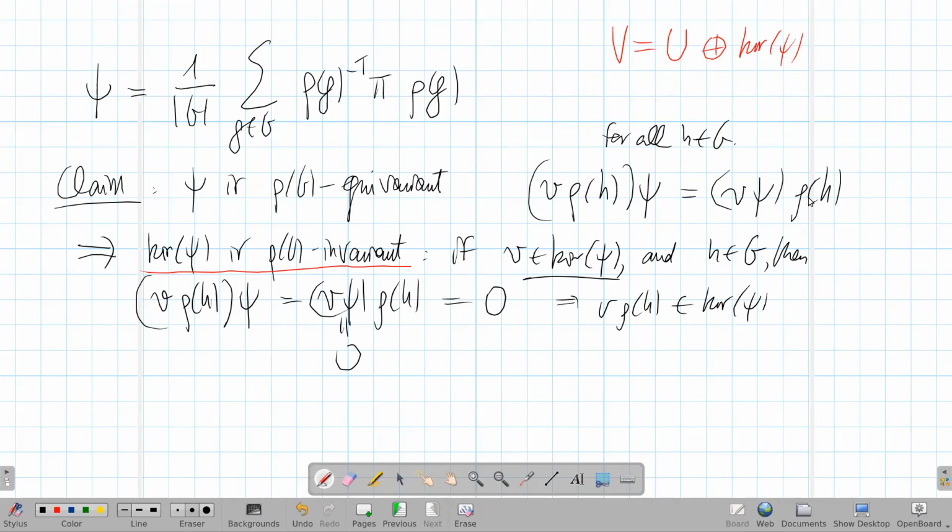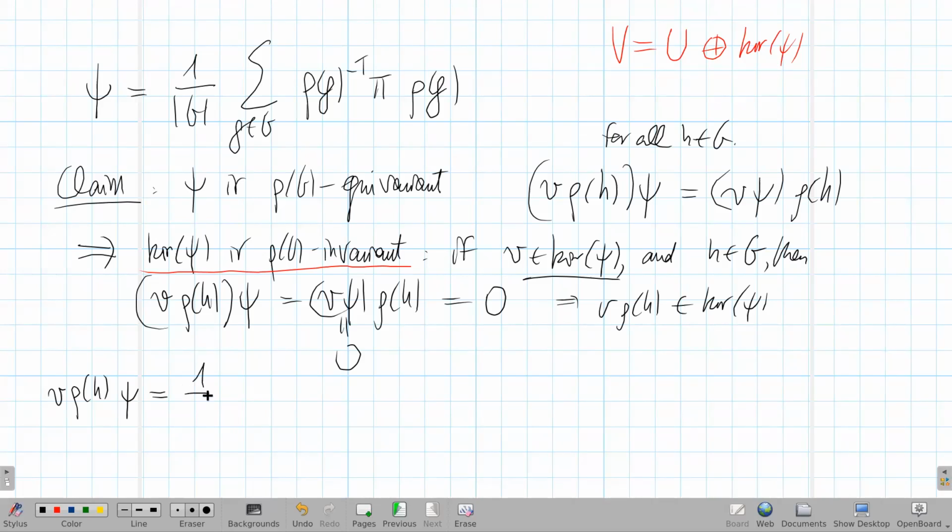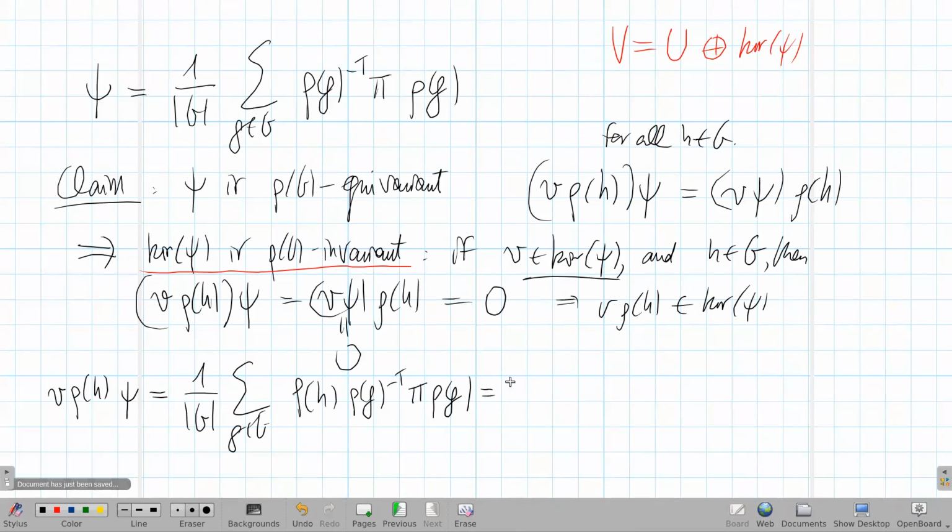Well, let's see. The idea is we take a V, we apply rho H, and then you apply psi. So this is what psi is. We bring it inside. This is just a scalar, and rho H is linear, so you can bring it inside, and you have rho H, rho G inverse pi rho G. And rho is a morphism, so you can bring it inside.